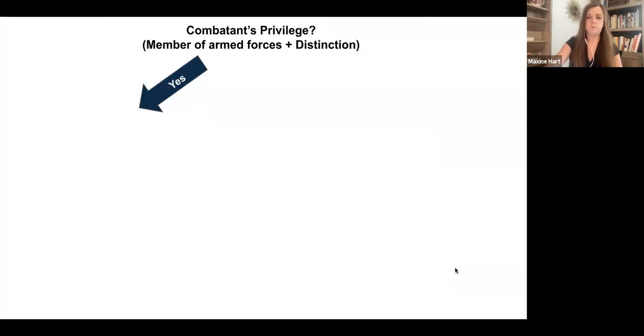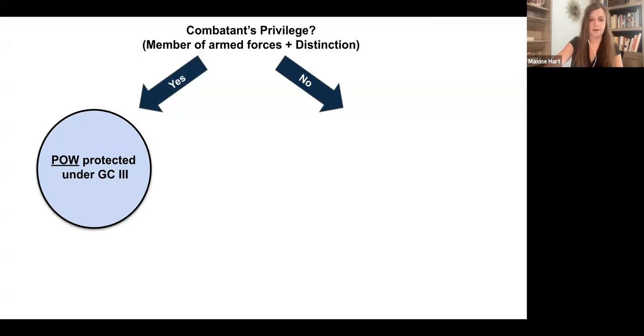So under one view, if someone has combatants privilege by being a member of the armed forces and complying with distinction, of course, they qualify as a POW and they're protected under the Third Convention. If they don't have combatants privilege because they don't meet one of those two criteria, then the question becomes whether they participated directly in hostilities.